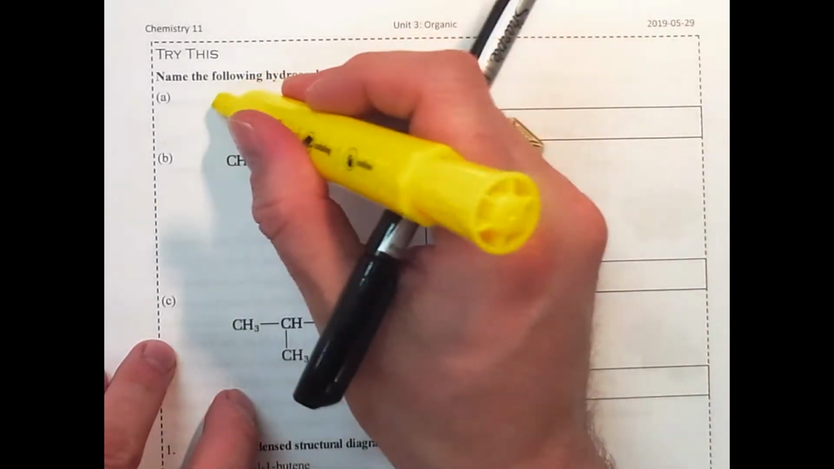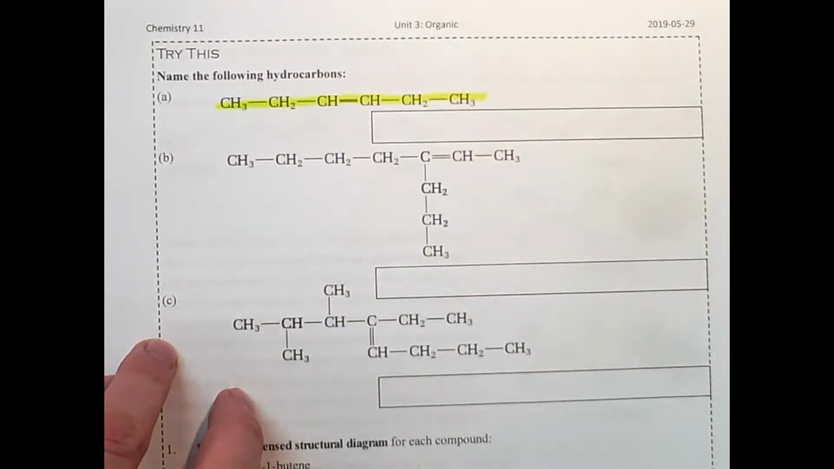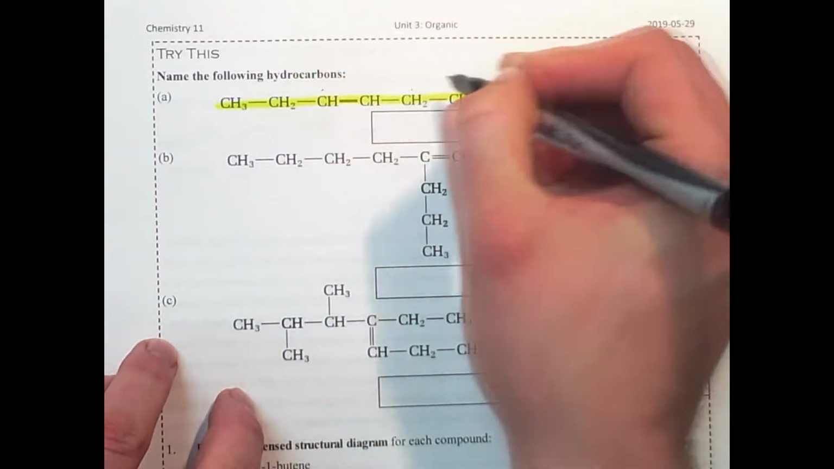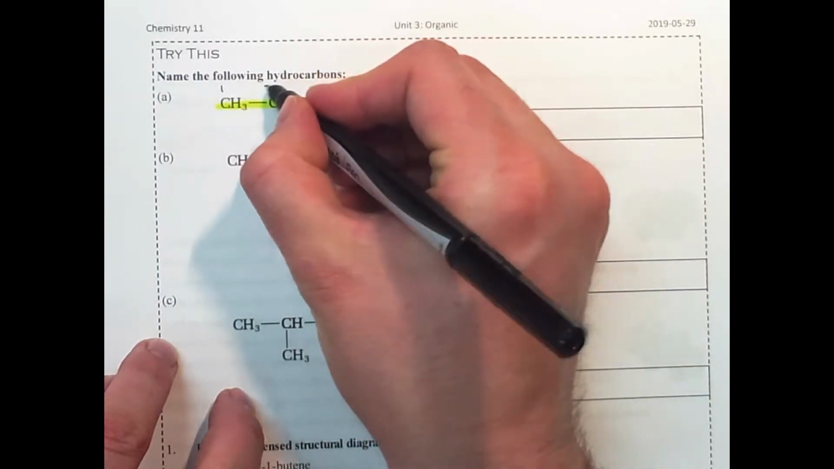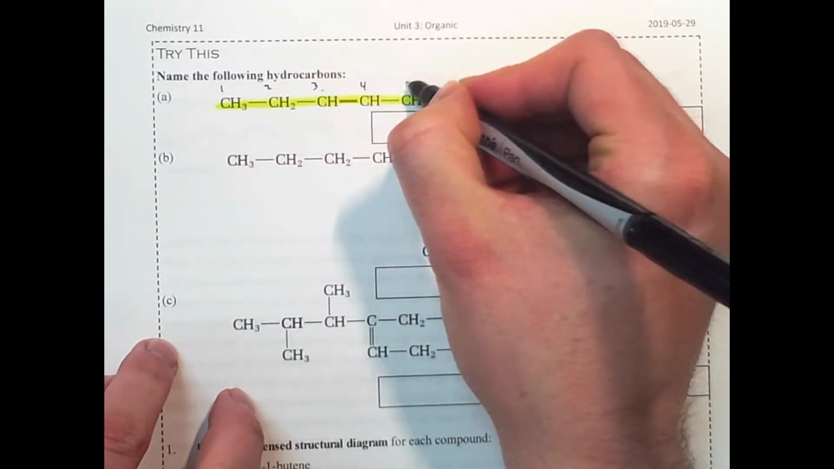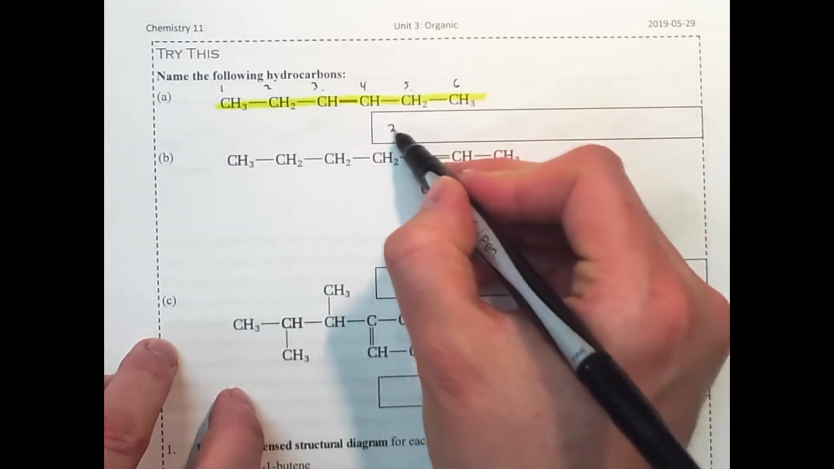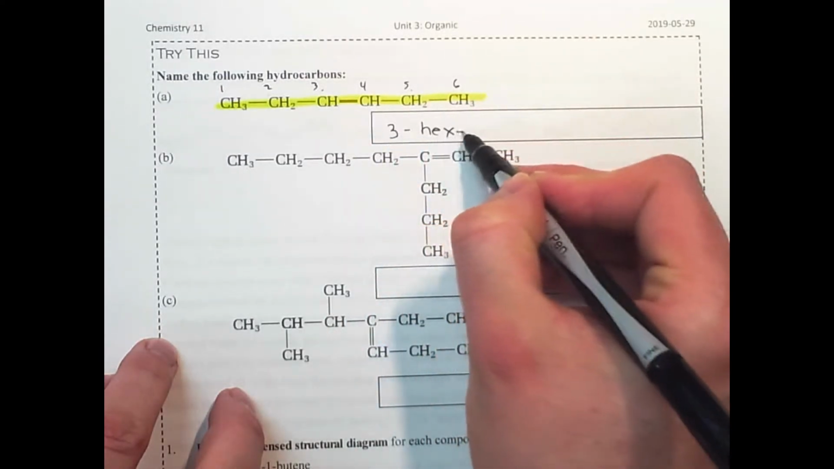So for A, 1, 2, 3, 4, 5, 6, 1, 2, 3, 4. So it doesn't matter which way we number it. I'm just going to do left to right. There's no branches on it, so it just becomes 3 hexene.